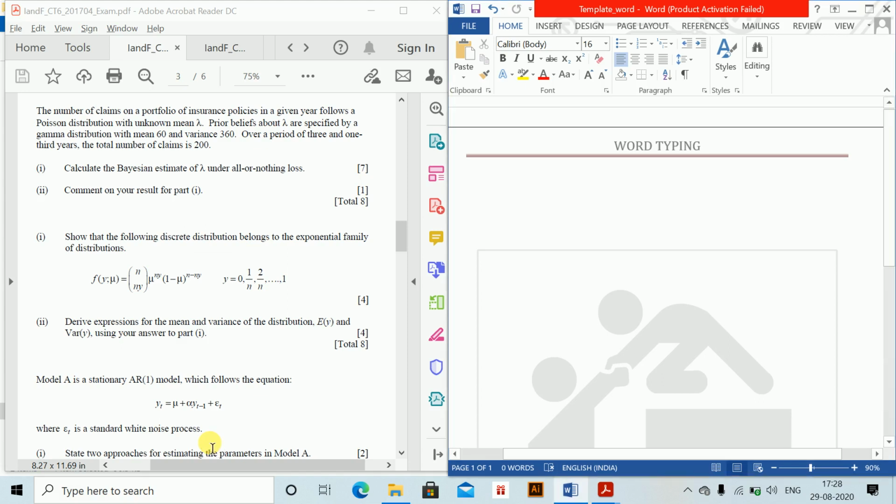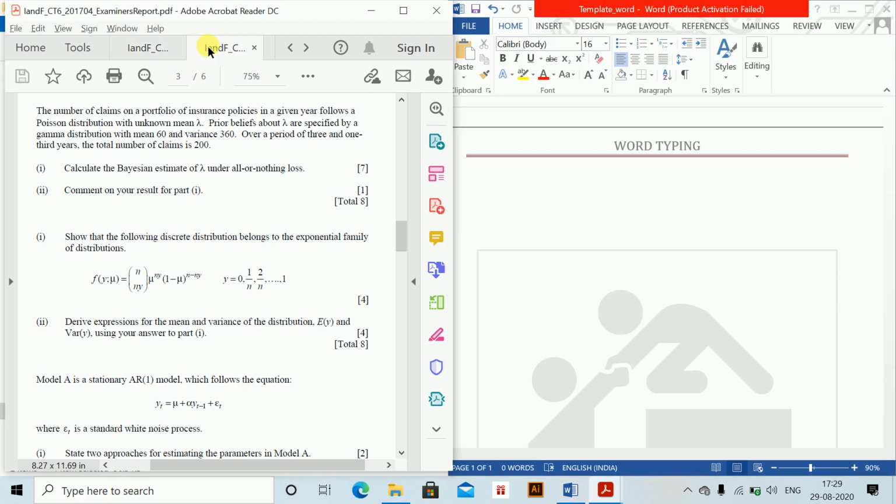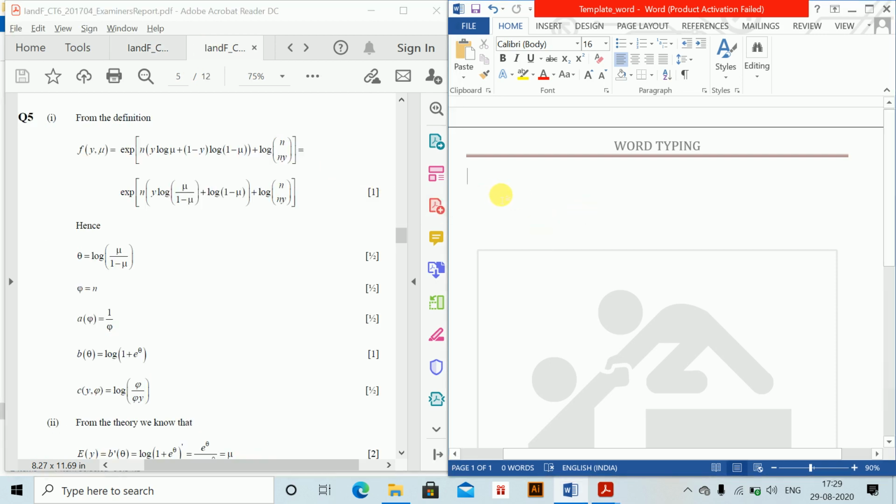Generalized linear models. So we'll do the past year questions here. Show that the discrete distribution belongs to the exponential family of distributions and derive expressions of the mean and variance of the distribution, expectation of y and variance of y, using your answer in part 1. So let's do this from the definition of f(y, mu).